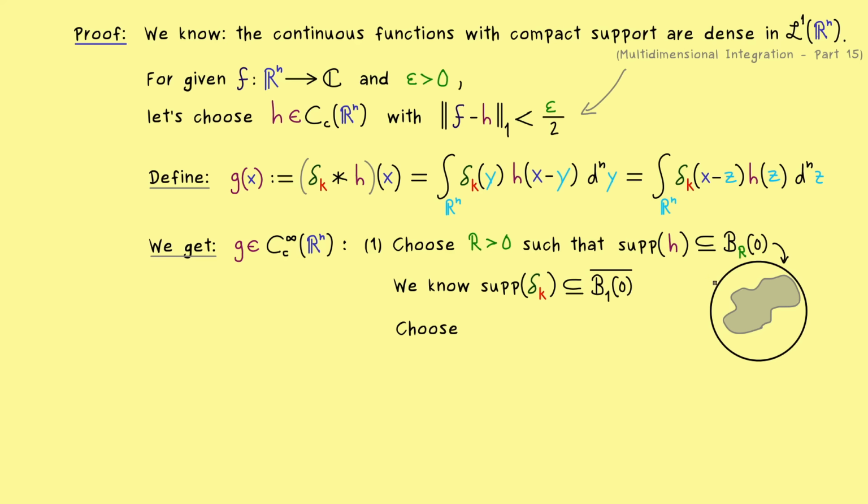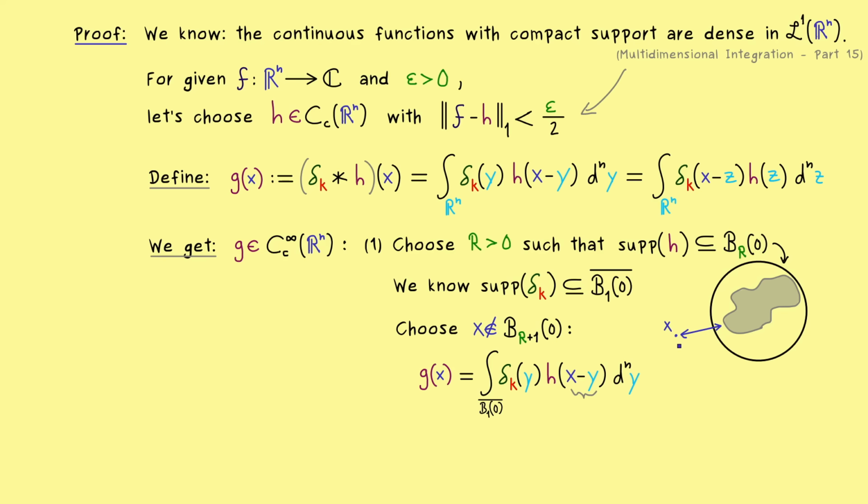Hence 1 is the safe distance we have to add here, so let's take x, but not in the ball with radius R plus 1. Hence the distance to the support of h is definitely greater than 1. And under this condition, we will get out 0 for g of x. So let's simply use the first definition from before, and there you see we have delta k of y involved in the integral. This means we don't have to integrate over the whole R^n, because the unit ball is already sufficient. However, this also means that the largest vector we subtract here from x has only length 1.